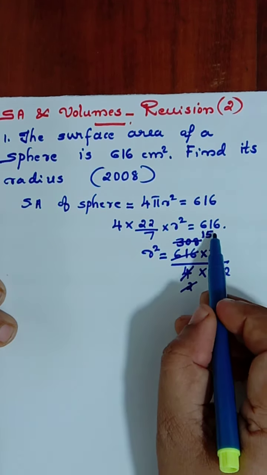Now let us have division with the 22. By 11 it is 2 times, by 11, 1 time 11, then comes 44, 4 time. We shall cancel 14 by 2, it is 7. So we are having 7 into 7 in the numerator, that is 7 square. R square is equal to 7 square, which means R is equal to 7 centimeter. Always radius comes in positive units, so we are taking R is equal to 7 centimeter.